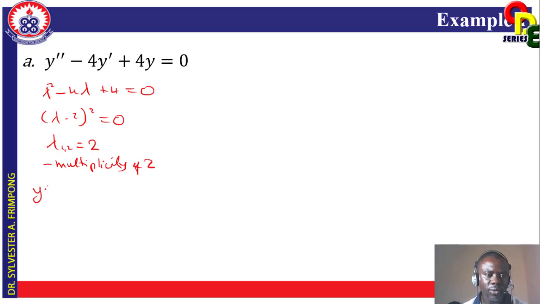So we are going to say y of x is going to be c1 e raised to the power 2x plus c2 x e raised to the power 2x. So this means that y1 of x is e raised to the power 2x, and y2 of x is x times e raised to the power 2x.